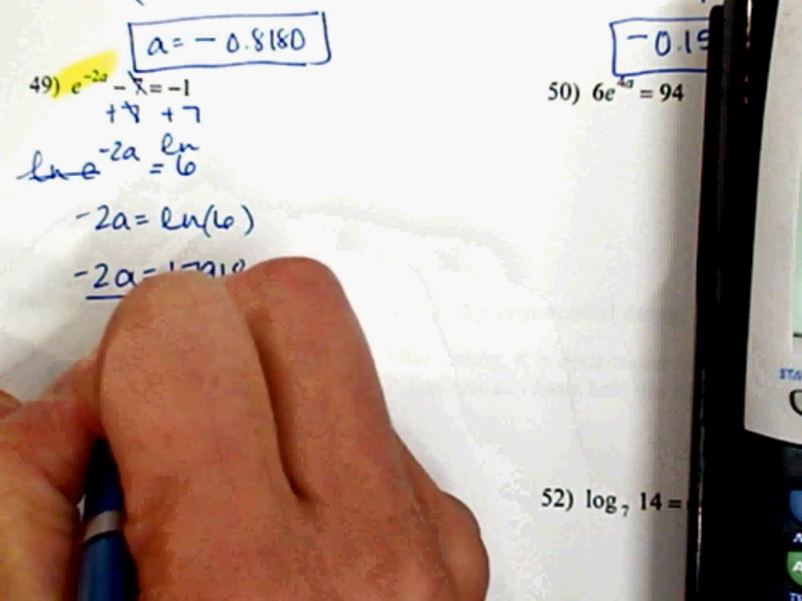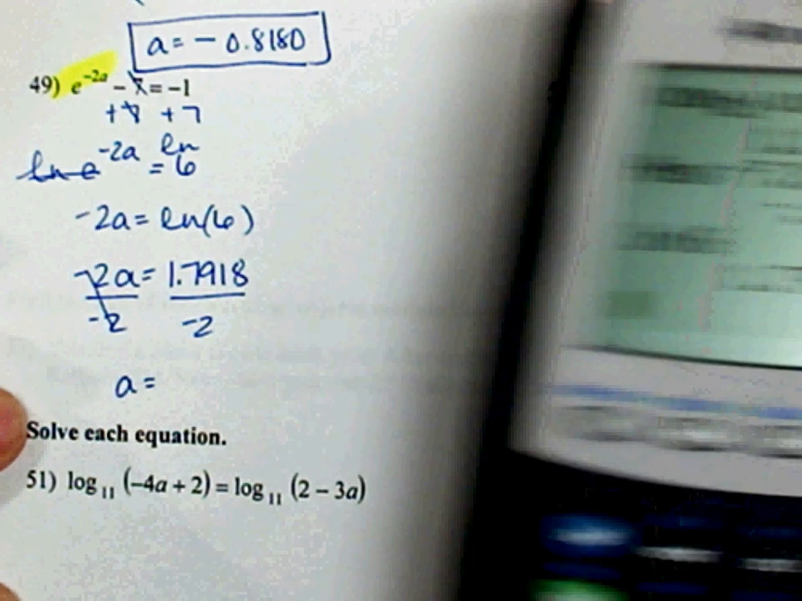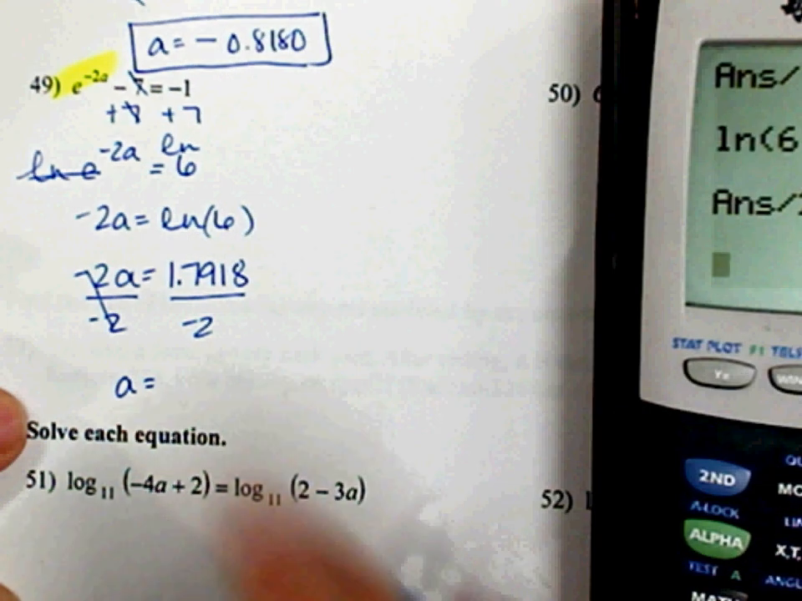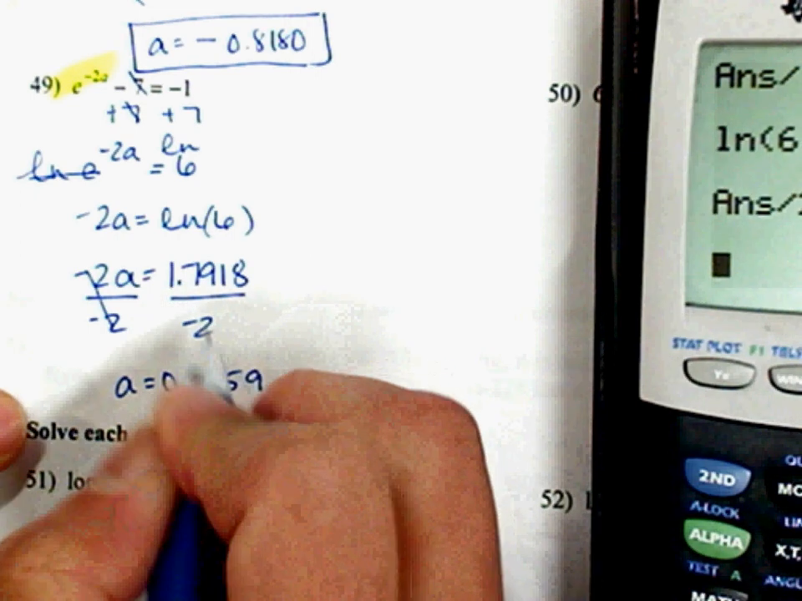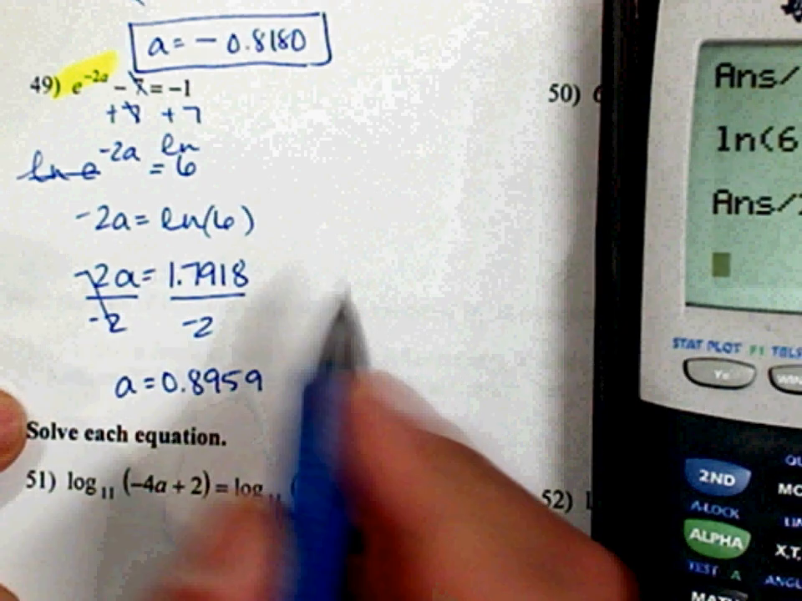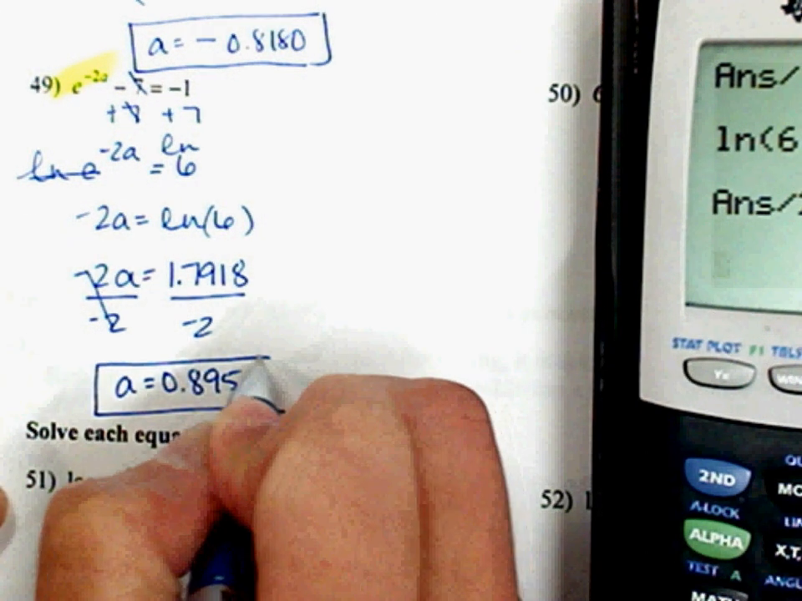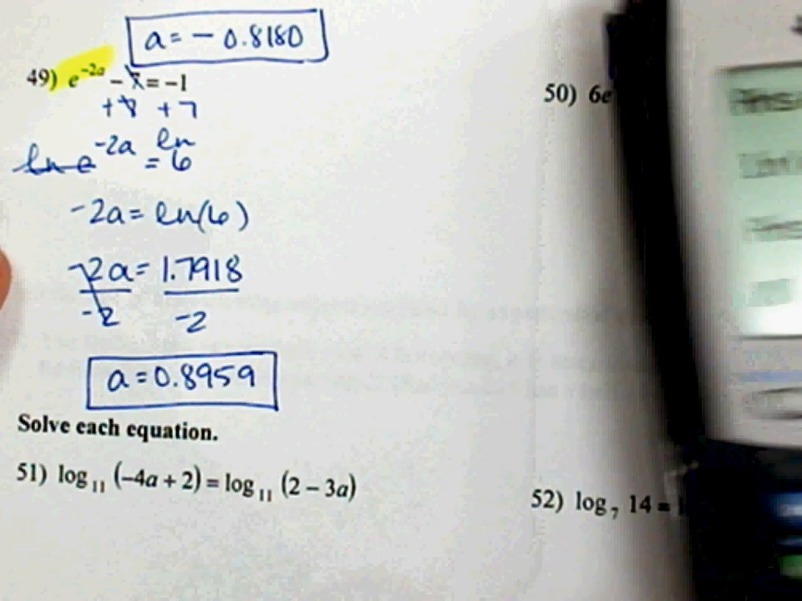Divide both sides by negative 2, which you already have typed in, so divide by 2, equals 0.8959. All right, and there you have it. All right, let's look at number 50. Here we go.